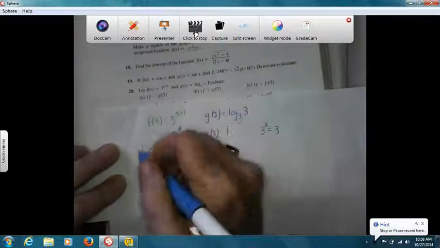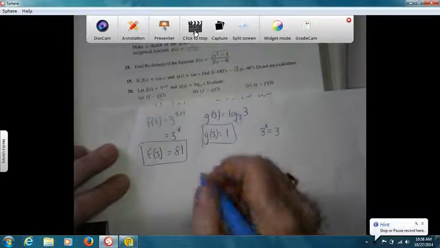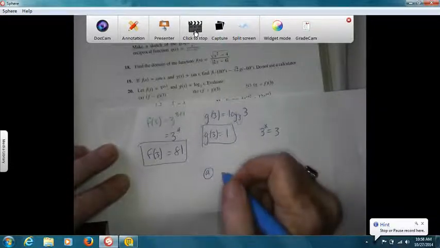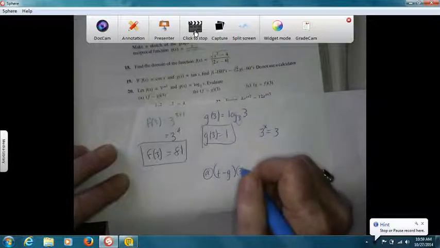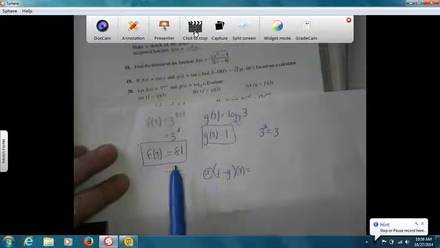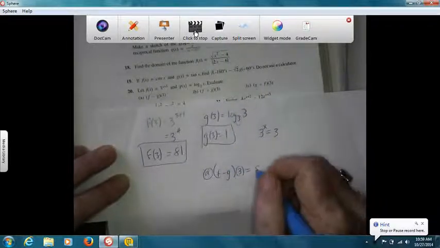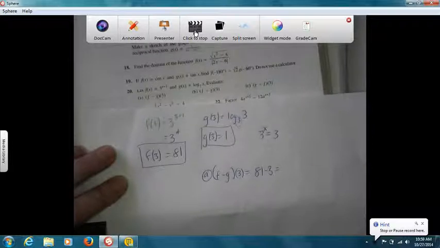So now I have f of 3 and g of 3, and all I have to do is answer A, B, and C. A says f minus g of 3. Basically I can take f of 3 and subtract g of 3. So that's just 81 minus 3, which is 78.